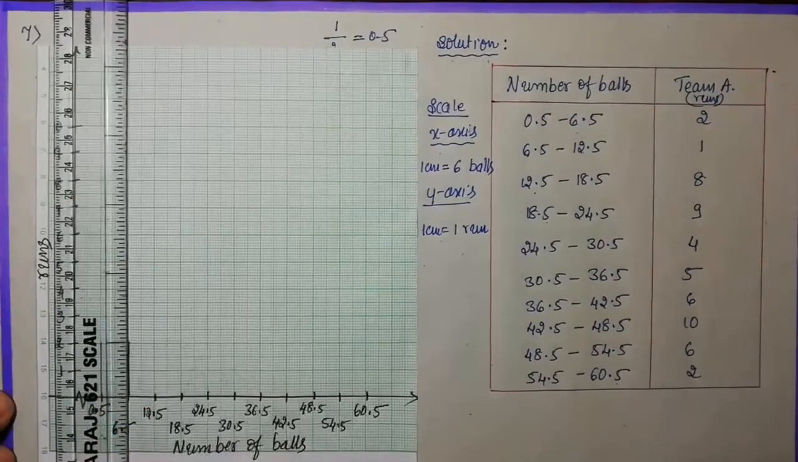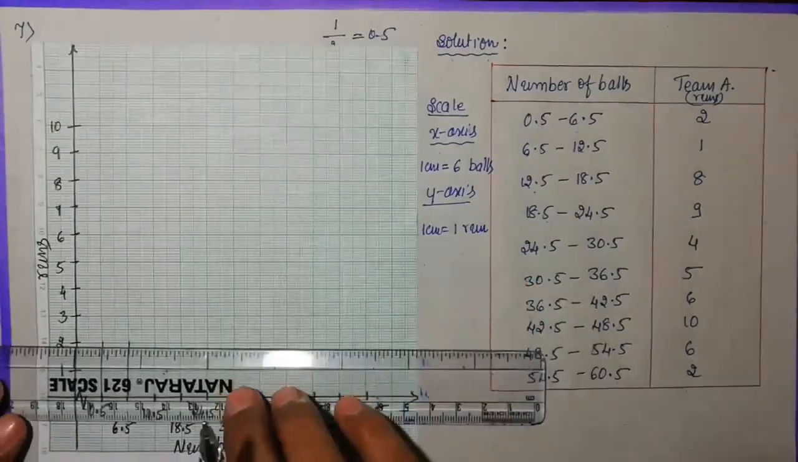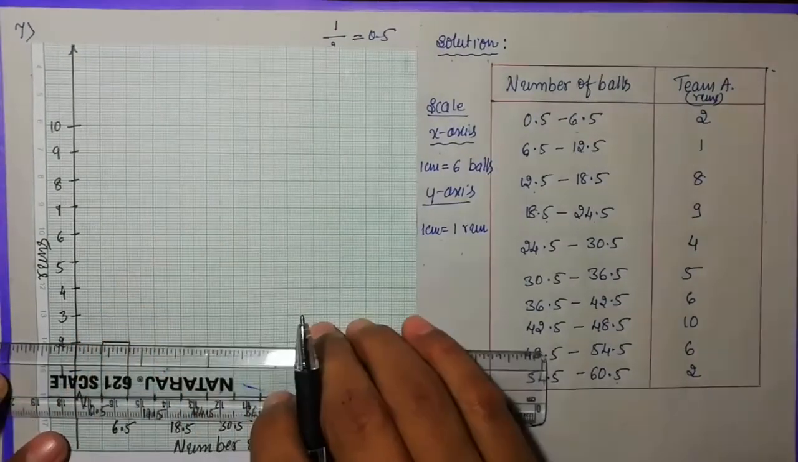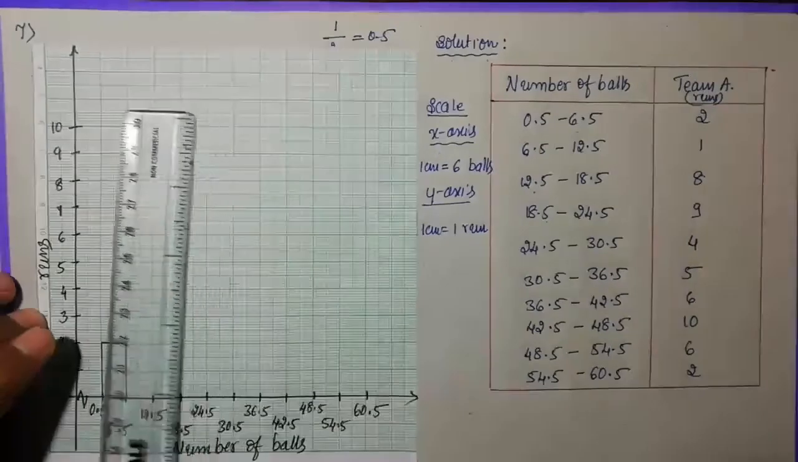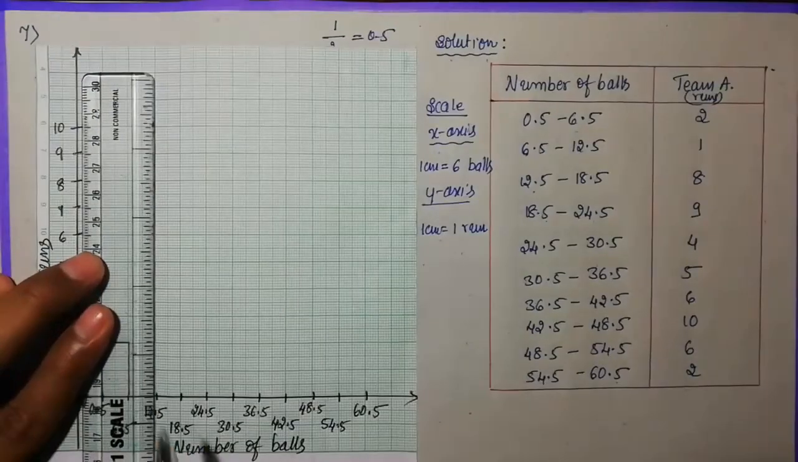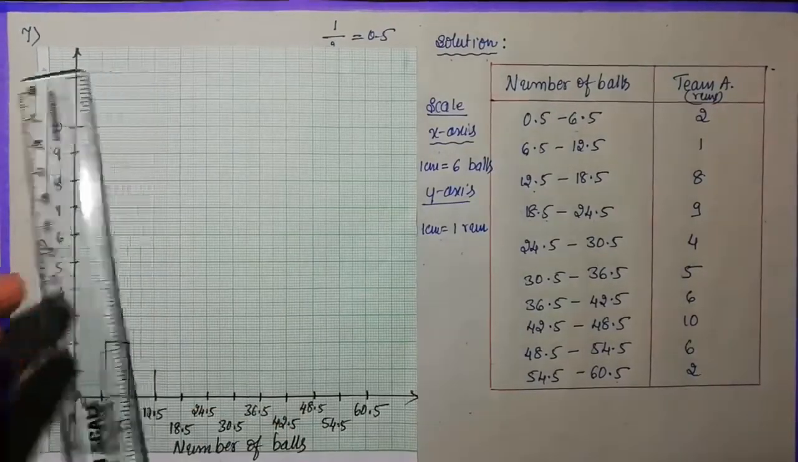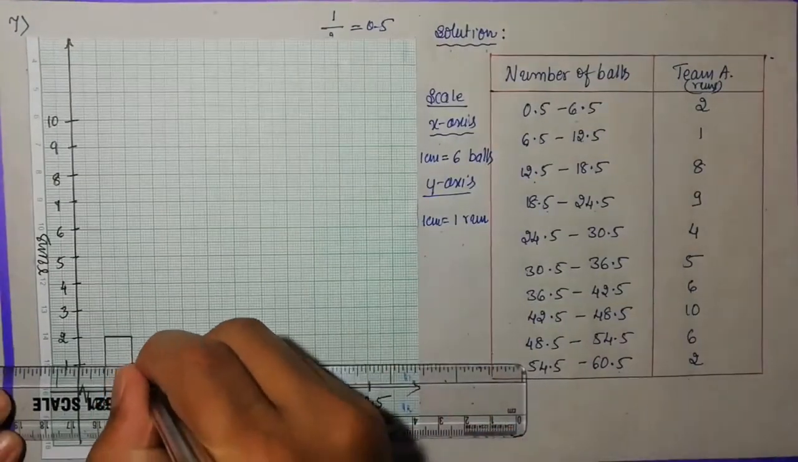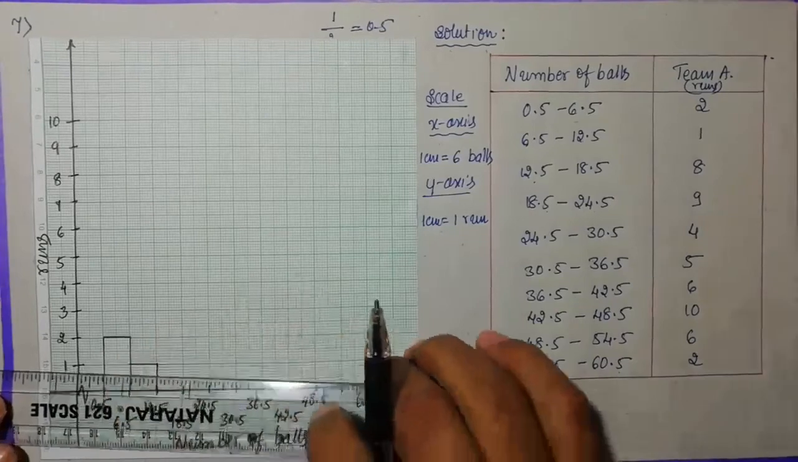Okay, so this is the rectangular bar which represents the first class interval. Next, it's 1. So for the next one it is 1. So this is actually 1. And the next one is 8.